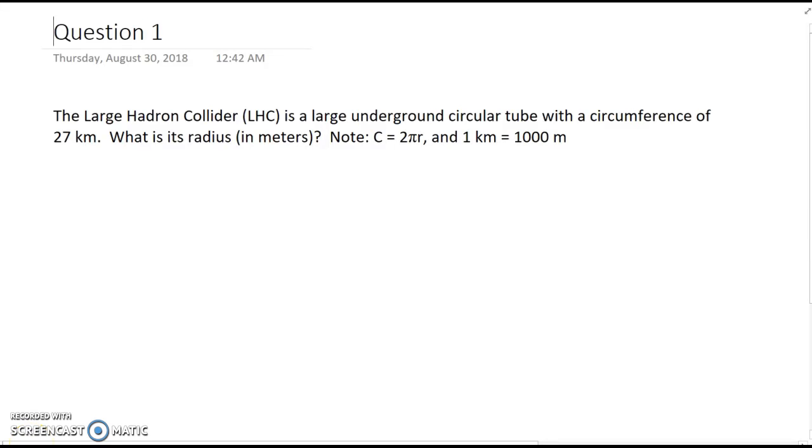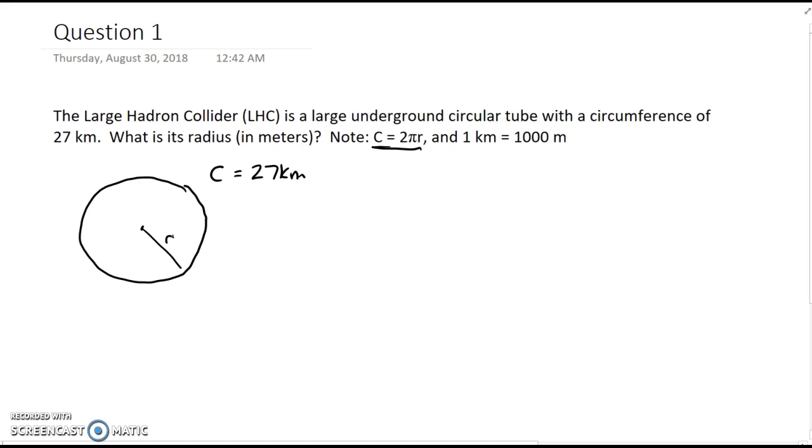In this problem, we are looking to find the radius of the Large Hadron Collider when given its circumference and an equation for the circumference. They give us the equation that circumference is equal to 2 pi times the radius. So we have the Large Hadron Collider, which is a big underground loop that sends particles around at high speed. And we're given that c, the circumference, is equal to 27 kilometers. But what we're really looking for is the radius, r.